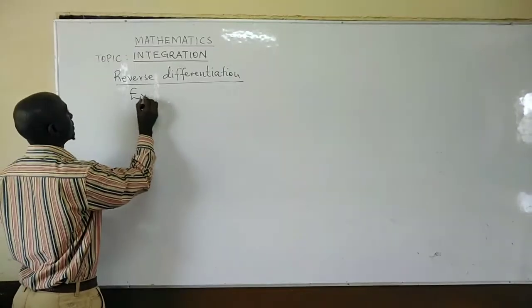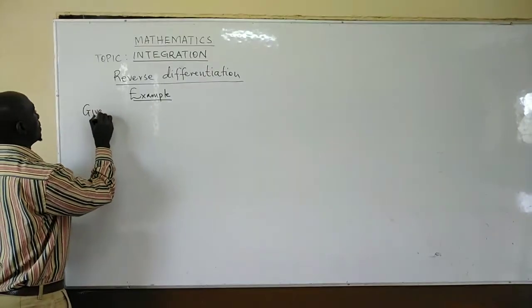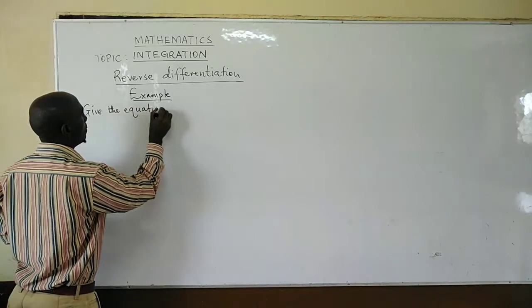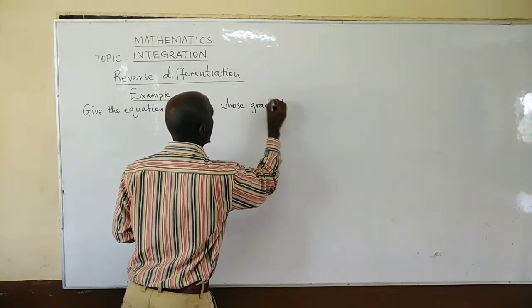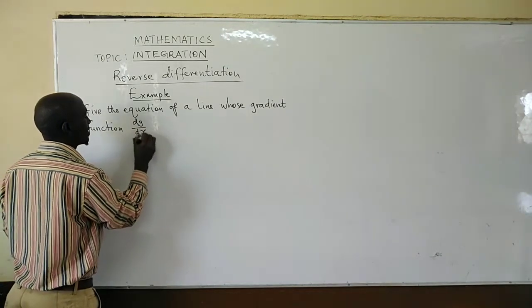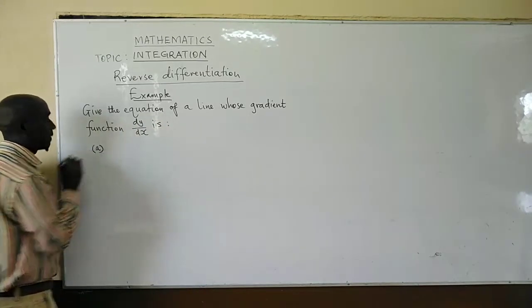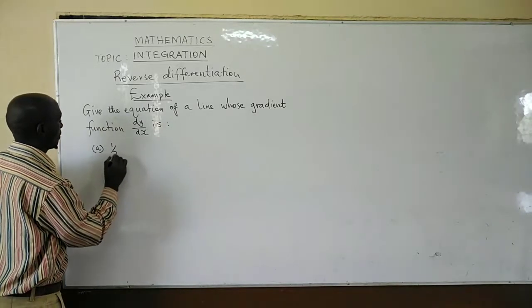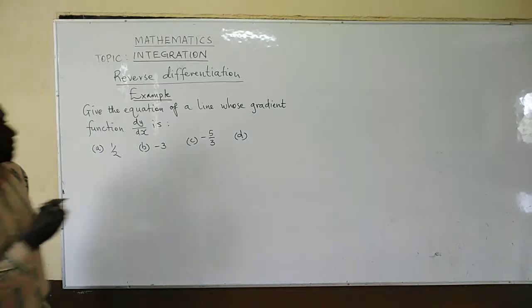Example. Give the equation of a line whose gradient function, that is dy/dx, equals: a, the gradient function is a half; b, negative 3; c, negative 5/3; d, 6.